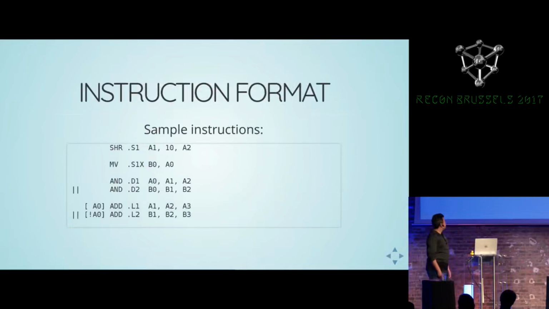These are some sample instructions. This is the instruction shift right. It will be executed at the .S1 functional unit, and it shifts right A1 by 10 and stores the result to A2.